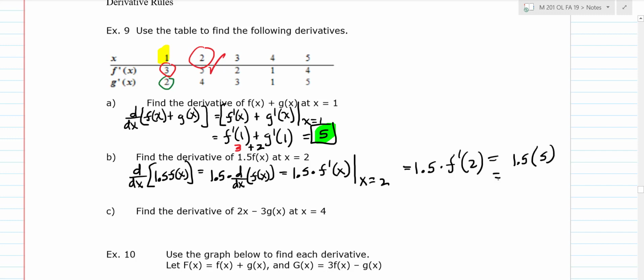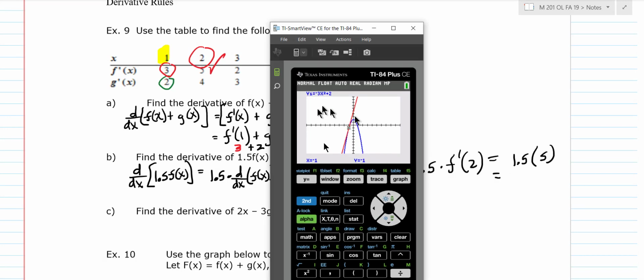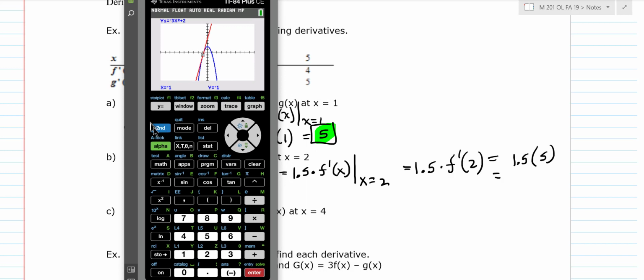So that's 7.5, I think? Use your calculator if you want to. I think that's 7.5. If it isn't, you can laugh at me. Okay, 7.5.